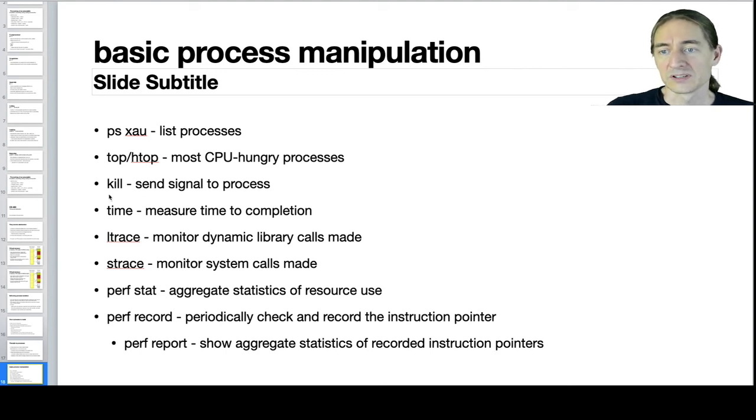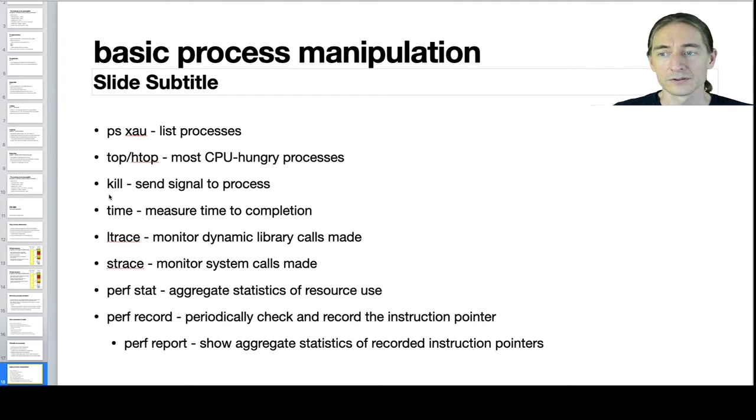kill will send a signal to a process. Signals is not something we'll go into in detail in this class. 361 covers it in some detail. But it can be handy if a process goes kind of awry. If you lose terminal access to it, you can't Control-C it, you can always send a kill signal to it and shut it down. If it's refusing, a process can refuse some signals, send a kill -9, and then it'll die for sure.